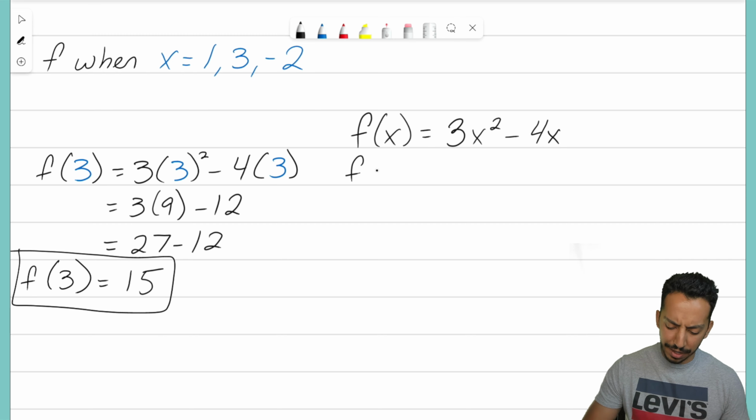This is how you take a function. In our case, this was our function right here: f of x equaled 3x squared minus 4x. We took our different inputs: x was 1, x was 3, x was negative 2, and we plugged them into that function. We got our outputs. They were all different, and that's okay. That's how you evaluate a function.